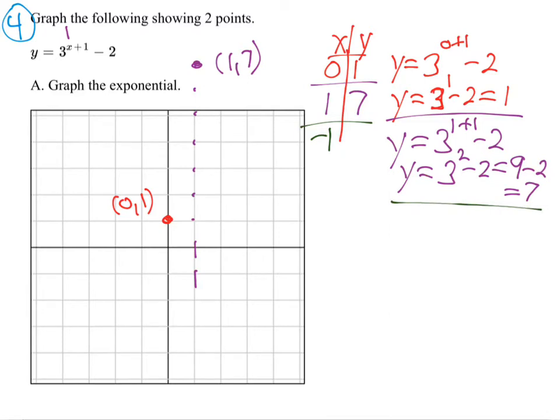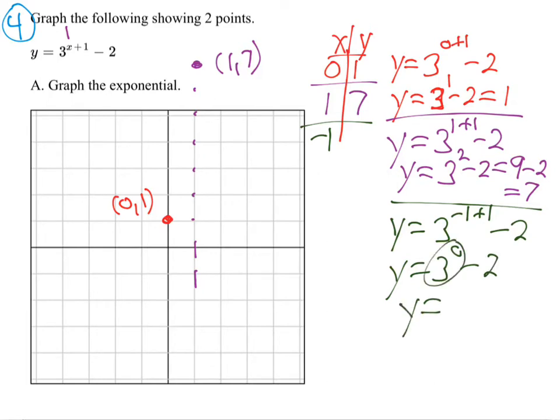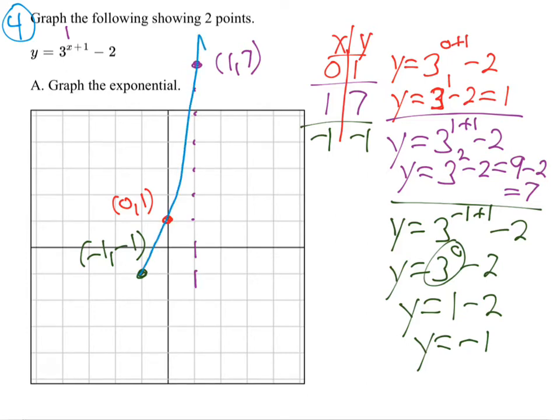So if I plug in negative 1, I get y equals 3 to the negative 1 plus 1 minus 2. That's 3 to the 0 minus 2. What's 3 to the 0? What's anything to the 0 power? It's 1. 1 minus 2, negative 1. So that's back 1, down 1. That's right here. Back 1, down 1. So it looks like the graph goes rocketing up like this.